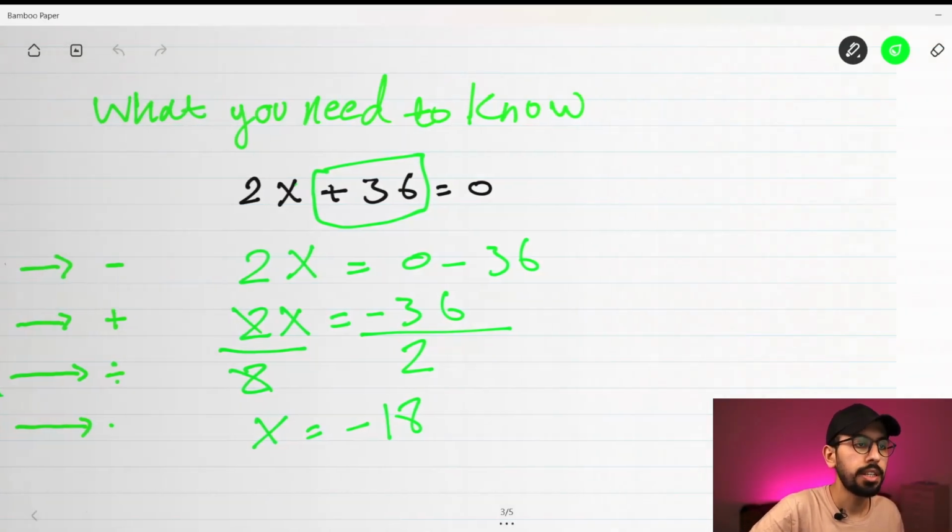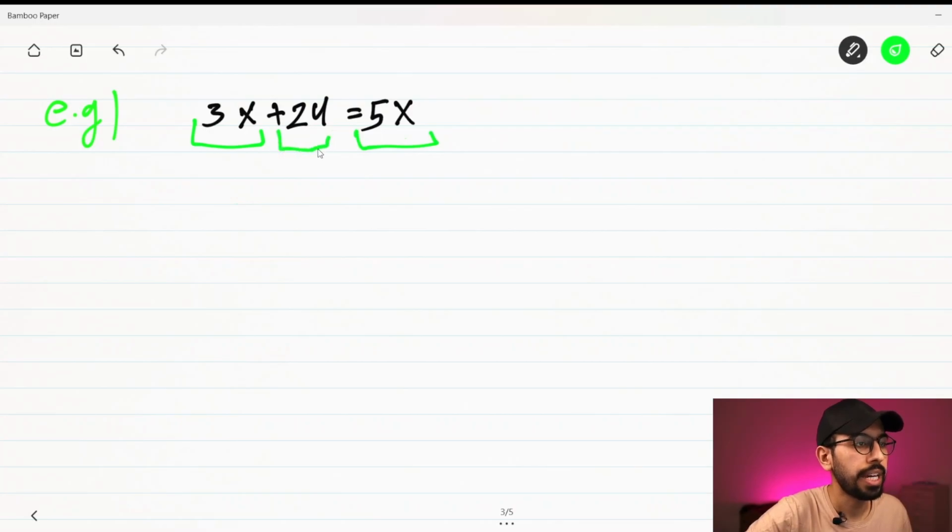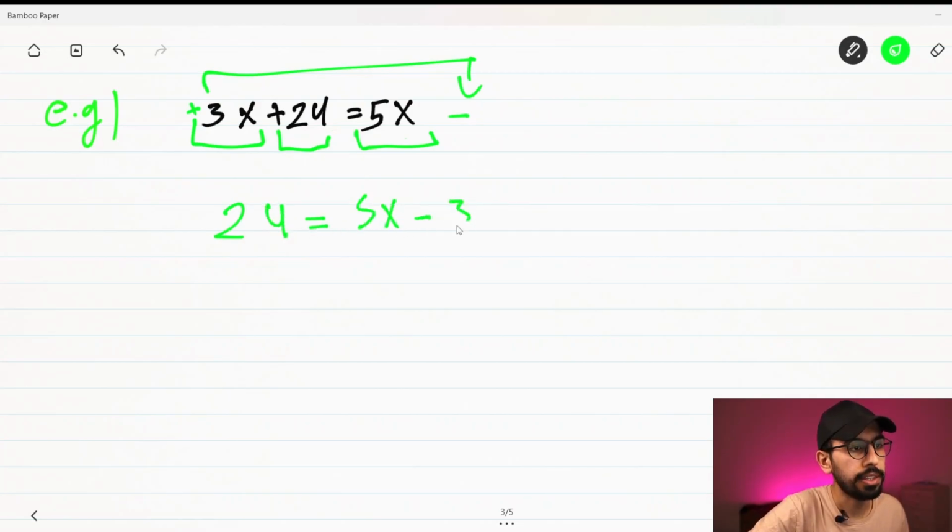Let's jump into another example. In this example, we have 3 terms, 3x plus 24 equals 5x. We have this term with a variable and this term with a variable, and this term is without a variable, it's just a number. So we need to put the variable on one side and the number on one side. The obvious thing that we can do now is to move this 3x to the other side. And this 3x is positive, so when it is moved to the other side, it will be a negative 3x. So the equation will be like that, 24 equals 5x minus 3x.